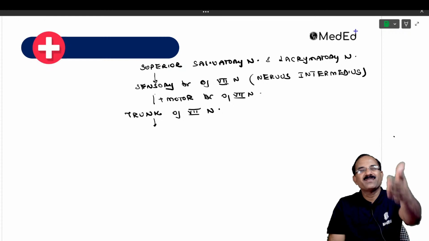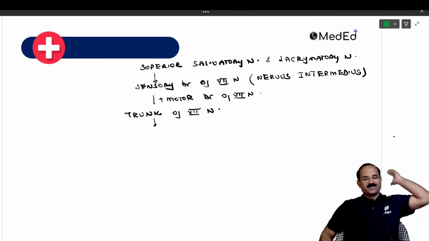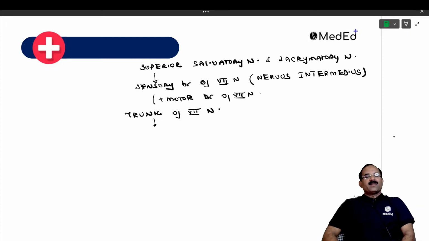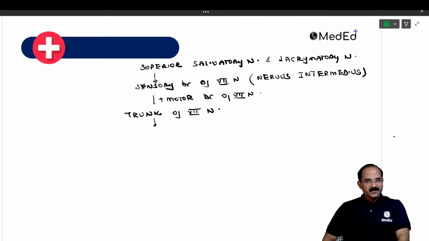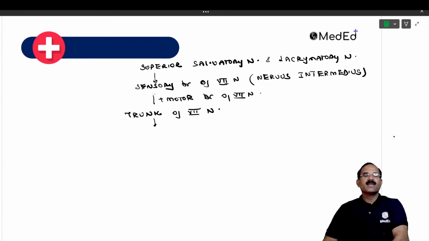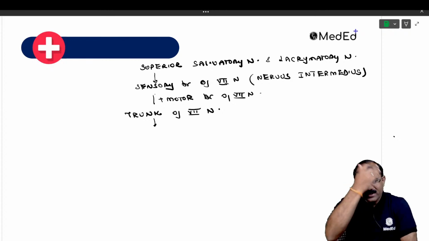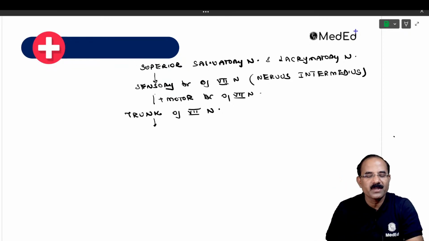Now students, can you tell me the facial nerve enters into which foramen of the skull? Inside the skull. I have told you this. Facial nerve enters into which foramen? Any guesses?